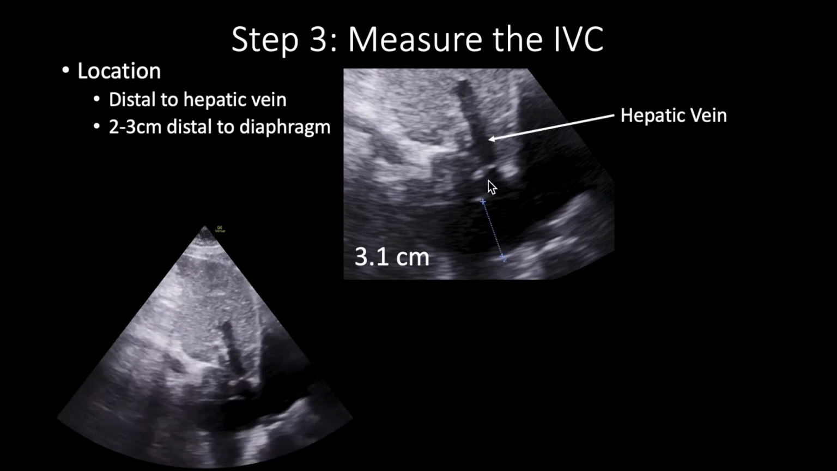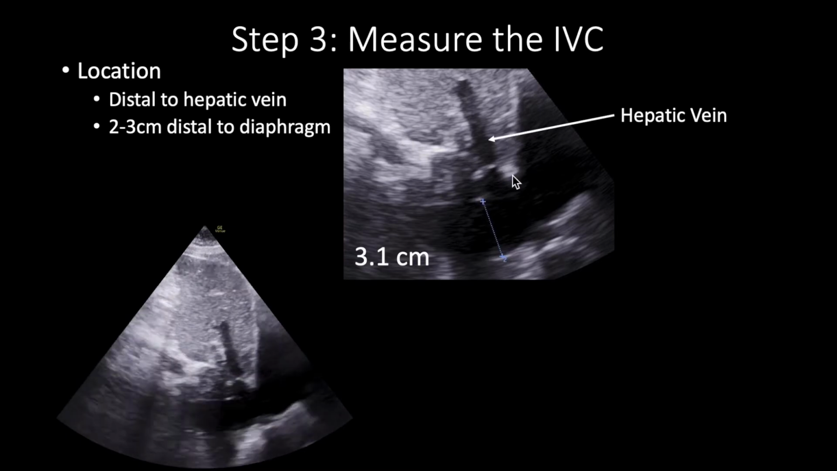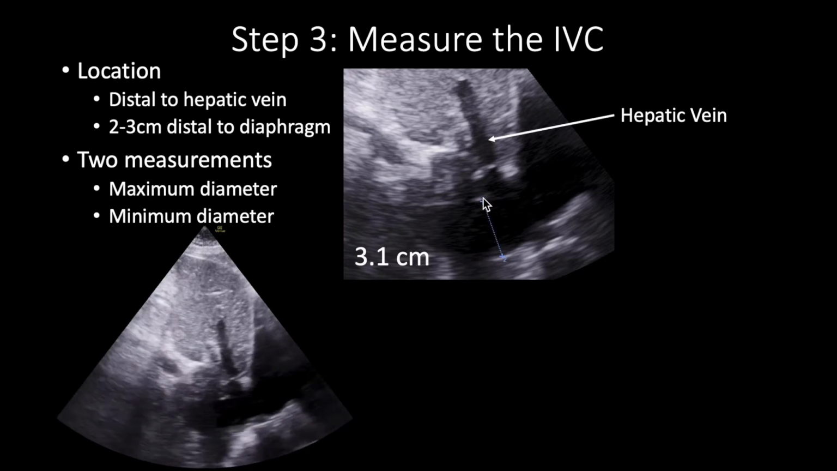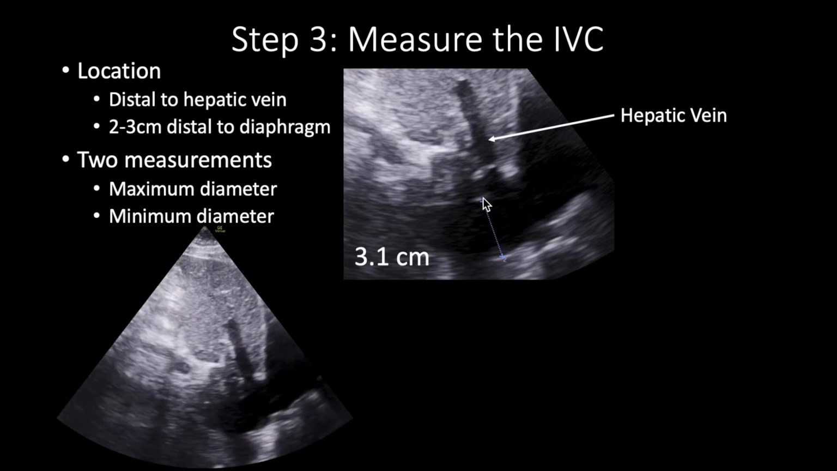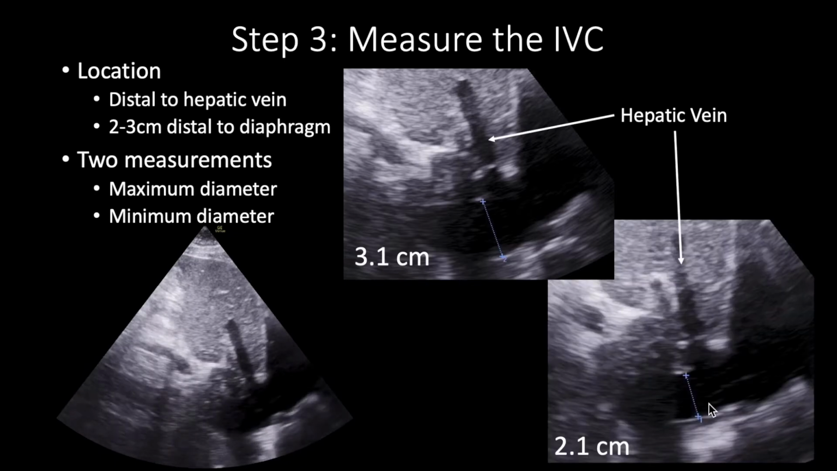If you can't see the hepatic vein, you want to measure 2 to 3 centimeters from the diaphragm. Here's the diaphragm, we measure 2 to 3 centimeters away. Then we want to measure the maximum and minimum diameters. In this case, the maximum is 3.1 centimeters and the minimum is 2.1.